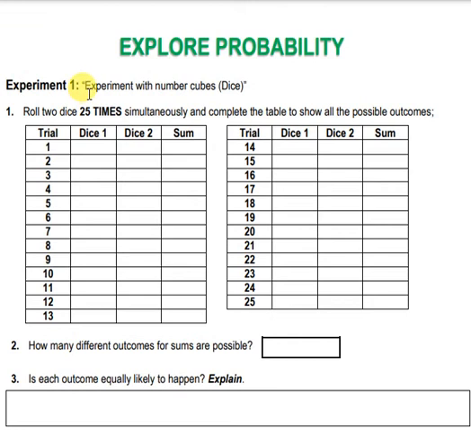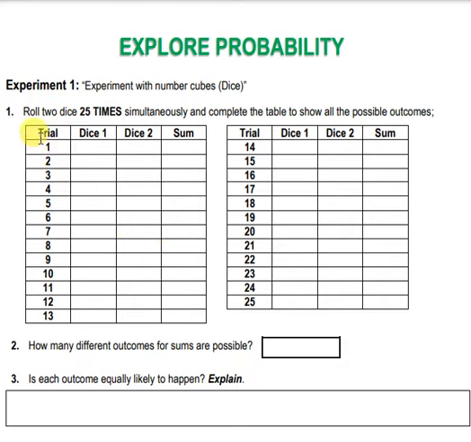Okay, the first experiment with number cubes, meaning dice. Roll 2 dice 25 times simultaneously and complete the table to show all the possible outcomes. What you simply do is take 2 dice. You can have physical dice or you can use online dice, it's your option, right?